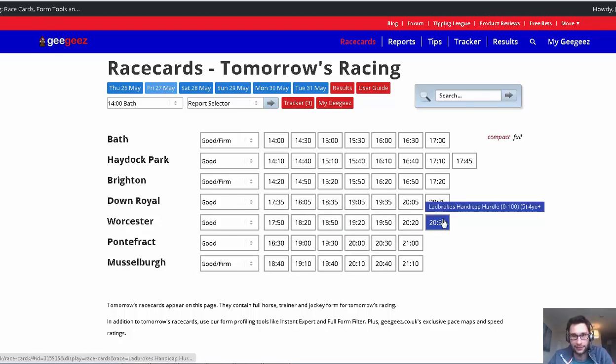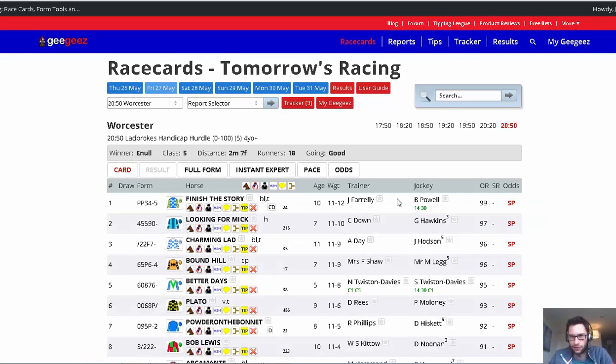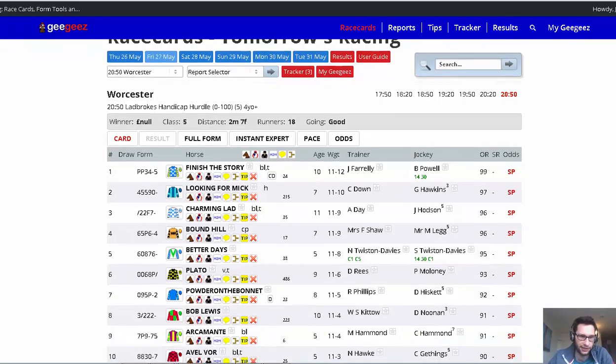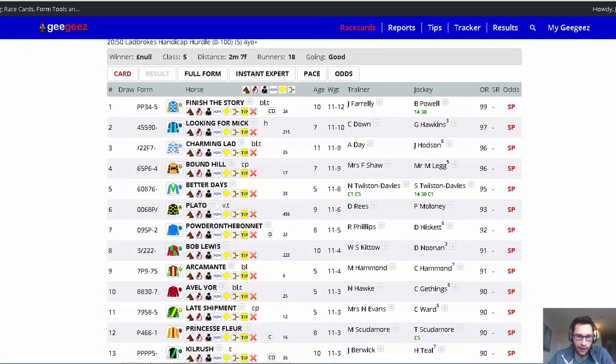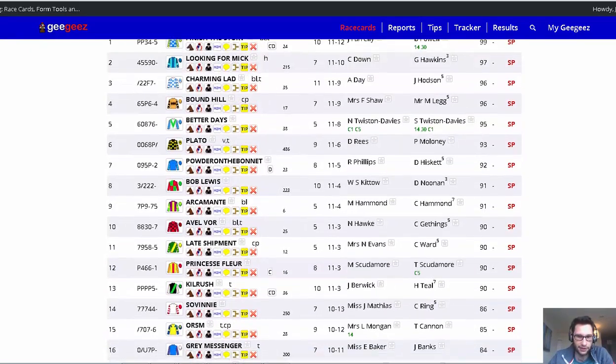So this is the kind of thing I would do. I'd note down that trainer jockey combo horse, because those stats were decent enough. I'd then have a look at this race. Now this is when I start to get more interested.